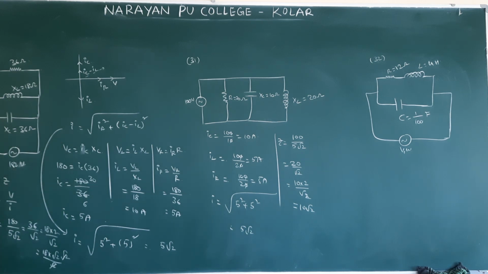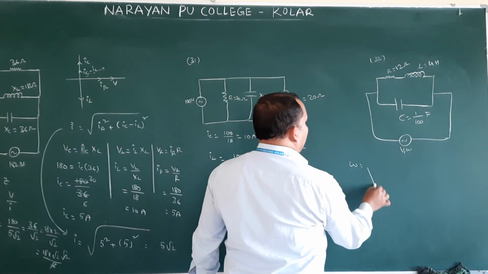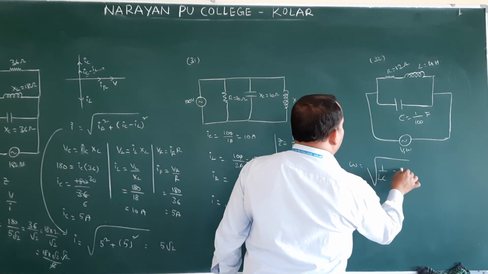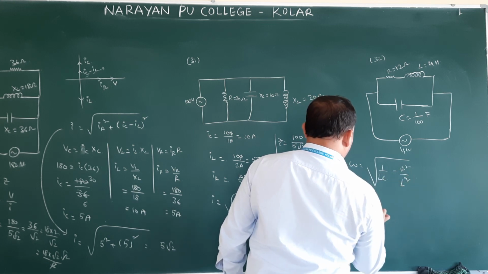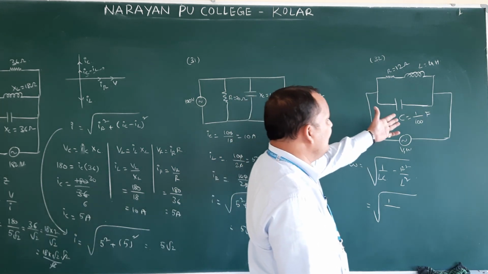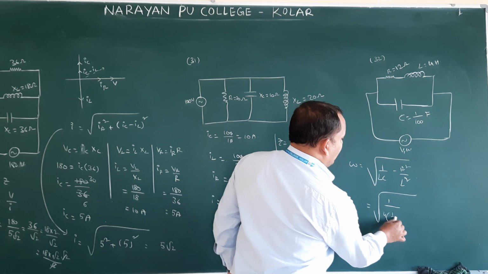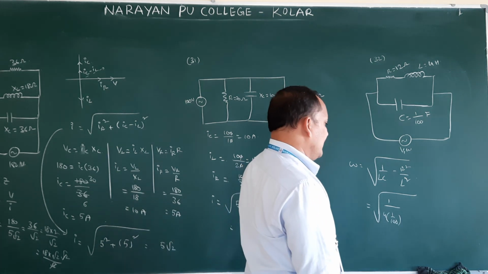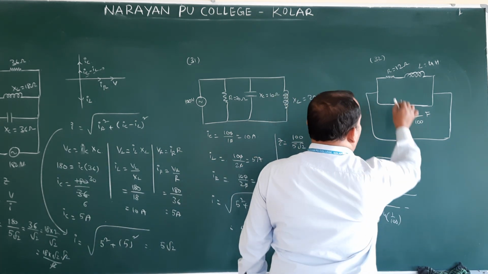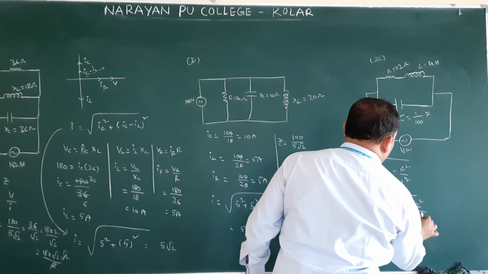Consider the following parallel AC circuit. The resonant angular frequency is... So the resonant frequency direct equation will be there. Omega is equal to root of 1 by LC minus R square by L square. The L value is 4, the C value is 100. So 1 by L into C minus R square by L square, that is nothing but 4 square.